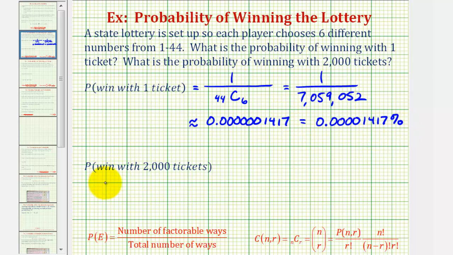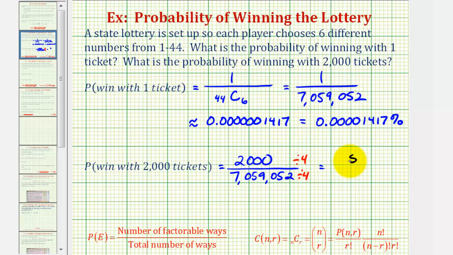Now for the second example, to determine the probability of winning with 2,000 tickets, instead of one favorable way, we'll now have 2,000 favorable ways. So the probability would be 2,000 divided by 44 choose 6, which we already know is 7,059,052. Now when expressing probability as a fraction, we should simplify this, and since they're both even, we know they're divisible by 2, but since the last two digits are also divisible by 4, both are divisible by 4 as well, so let's go ahead and divide the top and bottom by 4.